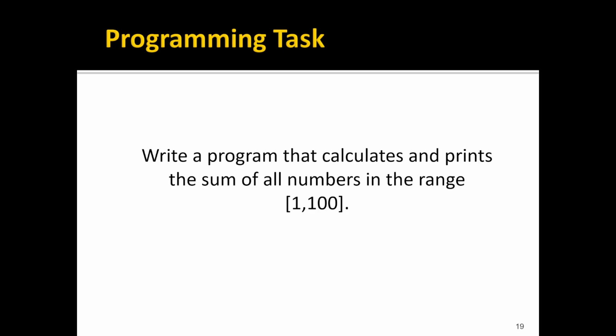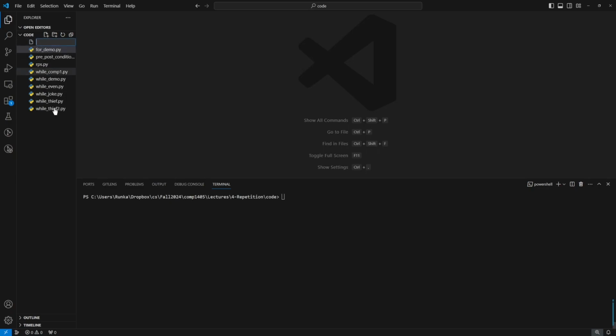Next up, we have another challenge. Write a program that calculates and prints the sum of all numbers in the range 1 to 100. I should note that the for loop examples are all a bit dry because we always know exactly how many iterations we're going to run. So let's try this out. We have the sum of all numbers in the range 1 to 100. In VS Code, we'll make a new file. We'll call this one forsum.py.